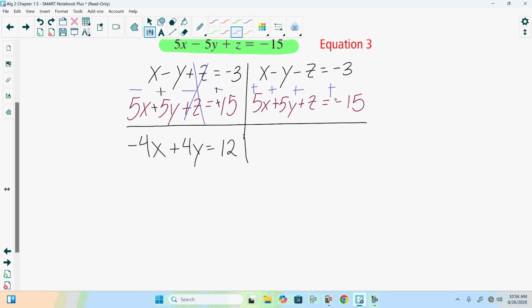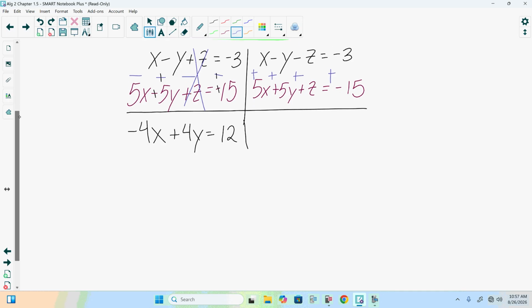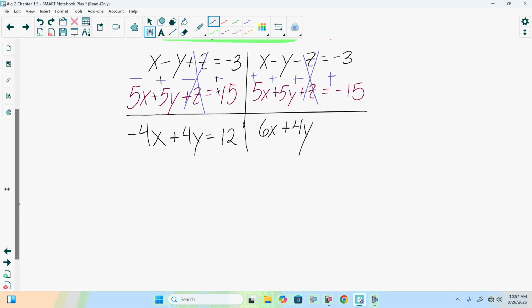Because our negative z plus z, the signs are opposite, so we add. If the signs are the same, we subtract. The z signs are opposite. One's positive, one's negative, so we're going to add them together. Negative 1 plus 1 is 0. x plus 5x is 6x. Negative y plus 5y is going to be plus 4y. z plus negative z is 0.